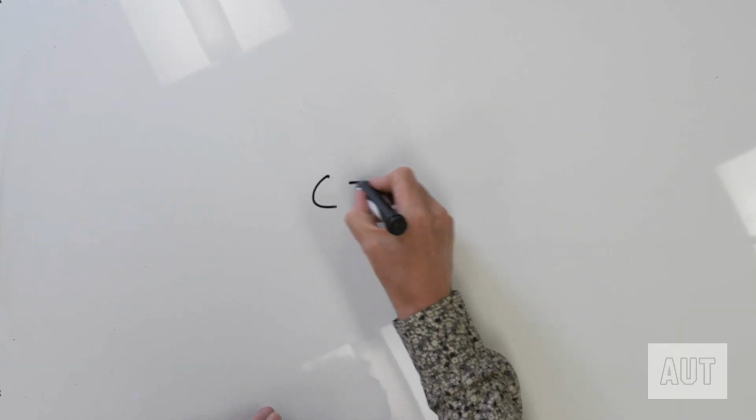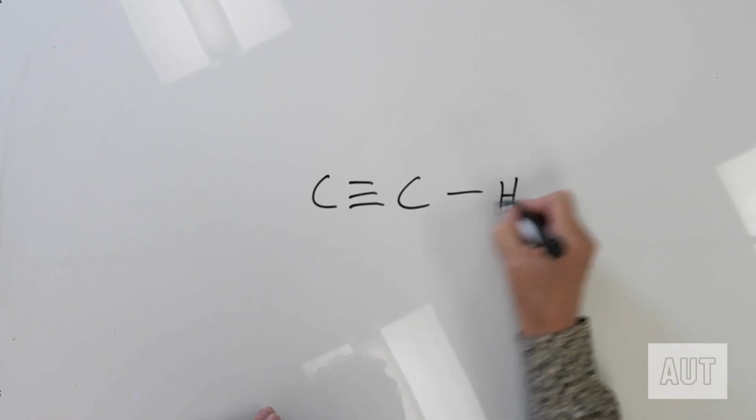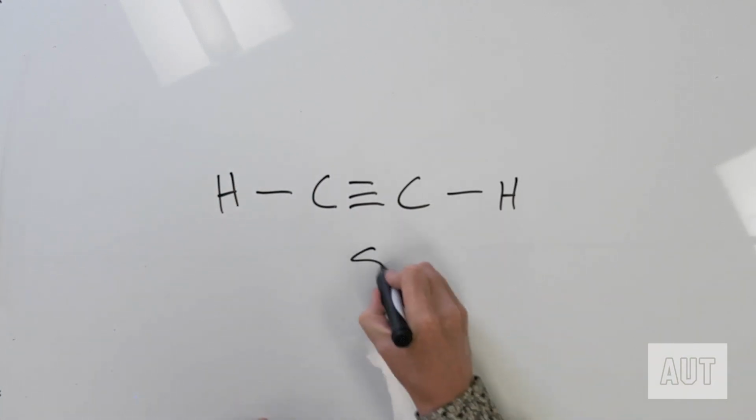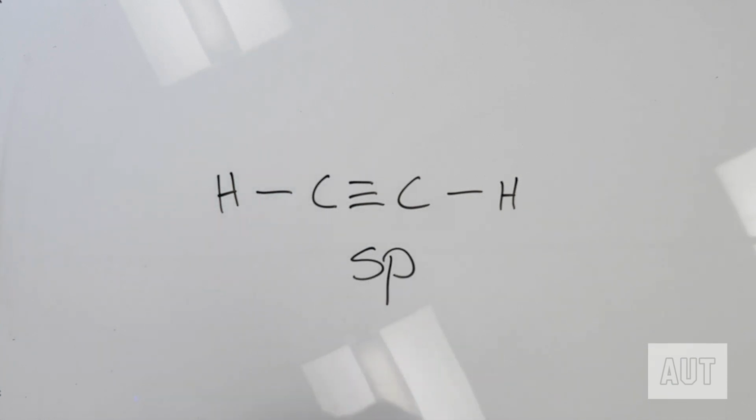Now, we could, but we haven't got time, do exactly the same thing for the ethyne molecule. And the ethyne molecule is the simplest triply bonded molecule. It looks like this, okay? And what we would find with the ethyne molecule is sp hybridization, where you're taking a 2s orbital and a single 2p orbital.